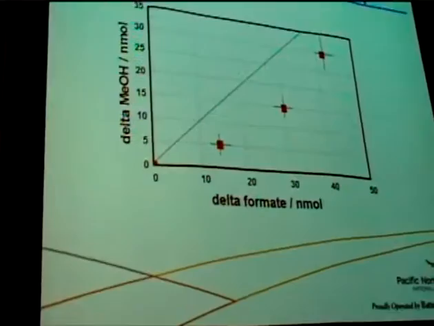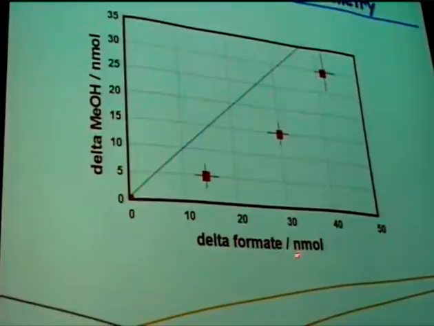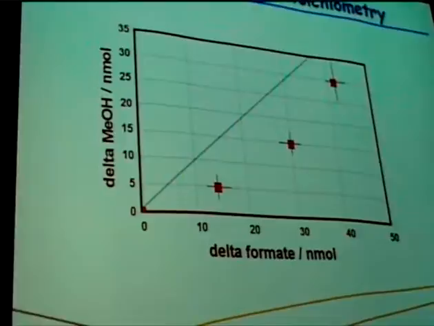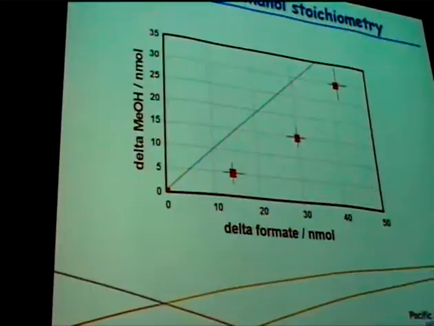Here's the amount of formate that was lost, in nanomoles, as a result of the water pulse. And here's the methanol made during that pulse. And the yield is reasonable. It's not more than that, less than that. It's consistent with the formate being the source of this methanol, right?